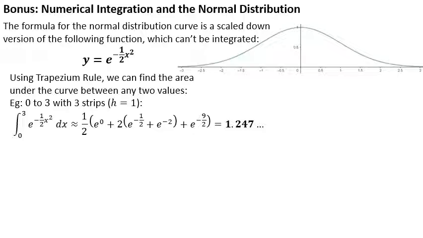The first value, e to the 0, and the last value, e to the minus 9 over 2, they're the endpoints. And then the middle terms in here, e to the minus a half and e to the minus 2, those get dealt with twice because they occur in both the trapezium on the left and the trapezium on the right of that y-ordinate. Now we get a value of 1.247, which fits with my idea of the entire curve having an area quite a bit bigger than 1. Looks like even just the right-hand side has an area bigger than 1.